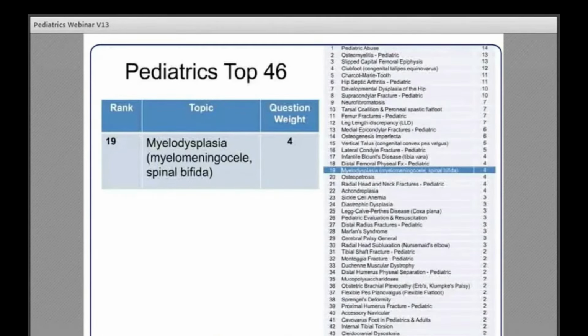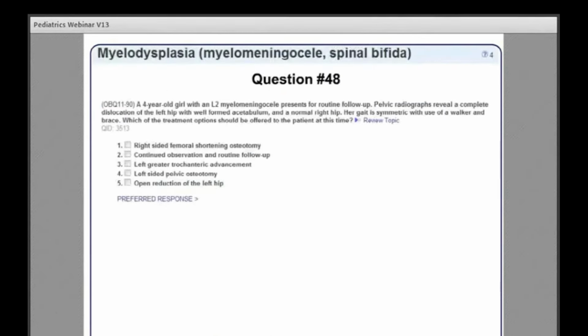Myelodysplasia, or spina bifida. A 4-year-old girl with an L2 myelomeningocele presents for routine follow-up. Pelvic radiographs reveal a complete dislocation of the left hip with well-formed acetabulum and a normal right hip. Her gait is symmetric with use of a walker and a brace. Which of the following treatment options should be offered to the patient at this time? Right-sided femoral shortening osteotomy, continued observation and routine follow-up, left greater trochanter advancement, left-sided pelvic osteotomy, or open reduction of the left hip.